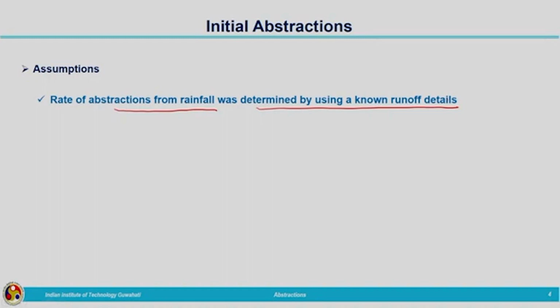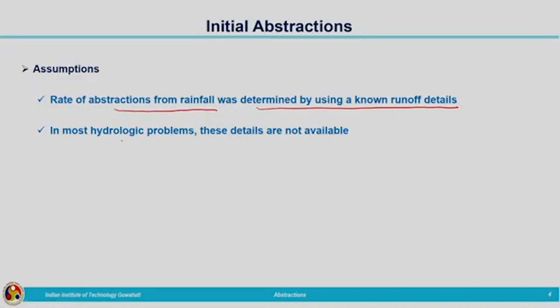That is, if we want to determine how much quantity of water is lost as abstractions, we directly deduct the runoff depth from the rainfall depth, and that much water is lost as abstractions. So, the disadvantage is that we need to have an idea about the runoff depth. How much runoff has taken place in the catchment needs to be quantified, then only we can calculate the abstractions.